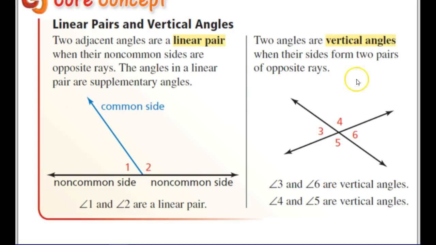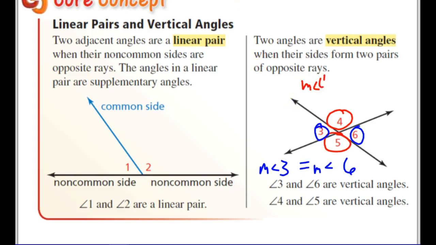So, vertical angles. Vertical angles are across from each other when I have 2 intersecting lines. Here I see that angle 4 and angle 5 are vertical angles, and angle 3 and angle 6 are vertical angles. The other cool thing we know is that these angles will equal each other. So the measure of angle 3 will equal the measure of angle 6, and the measure of angle 4 will equal the measure of angle 5. I know this because they're vertical. We're going to talk about some of these proofs later on.